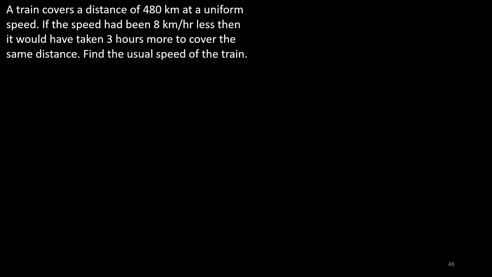This is the most often asked kind of question, children. If you sit and observe the previous few years' question papers, this kind of question is most often asked. Now see what is given over here. A train covers a distance of 480 kilometer at a uniform speed. If the speed had been 8 kilometer per hour less, then it would have taken 3 hours more to cover the same distance. Find the usual speed of the train.